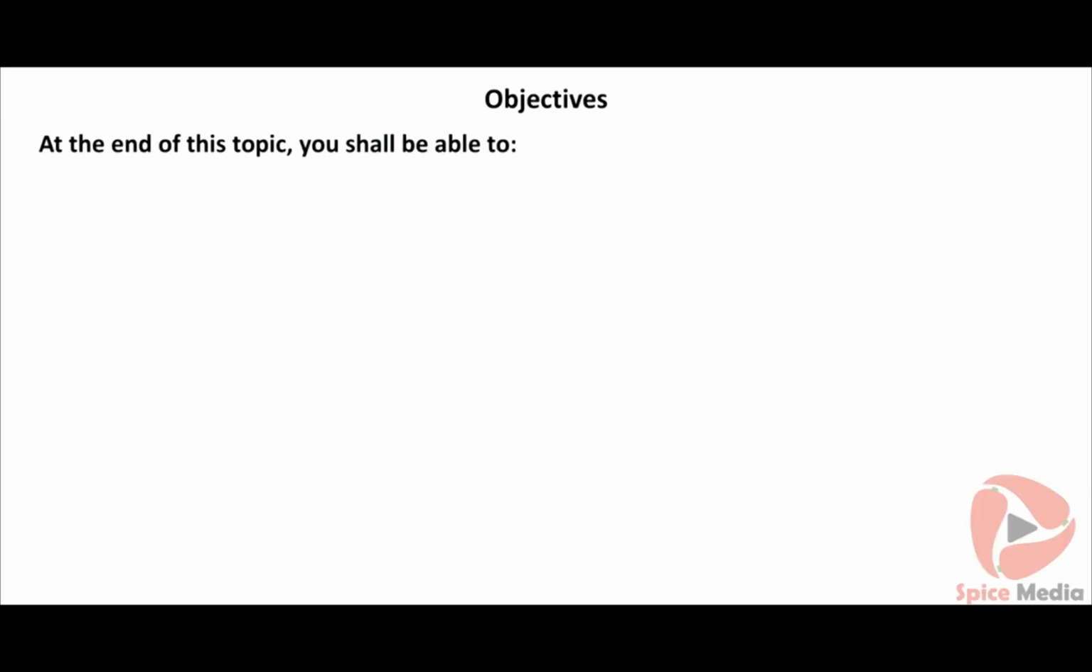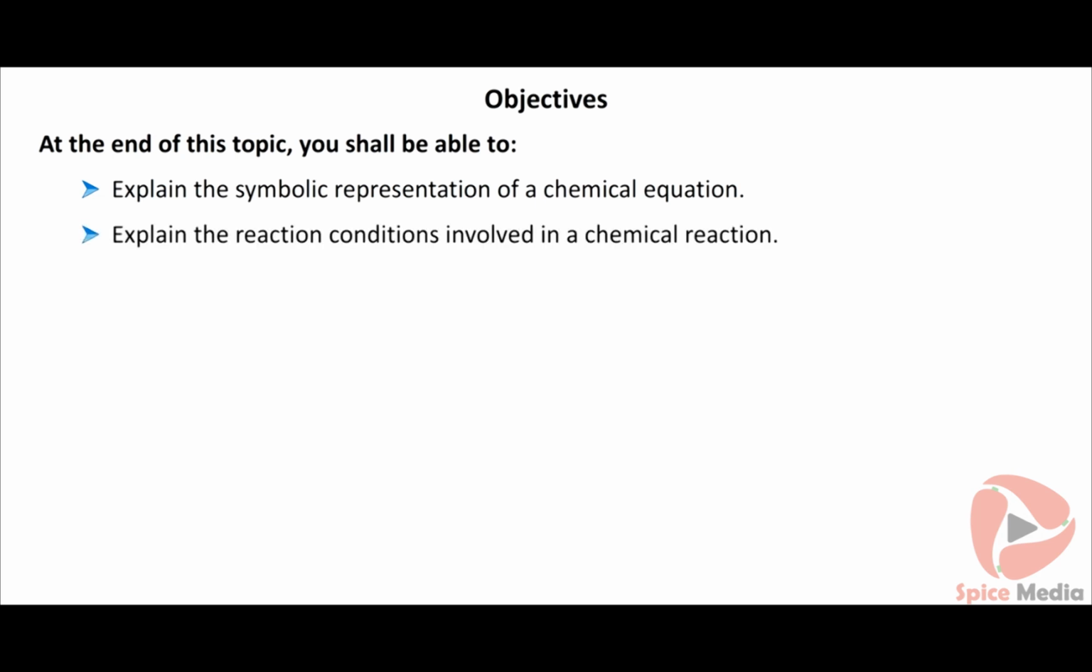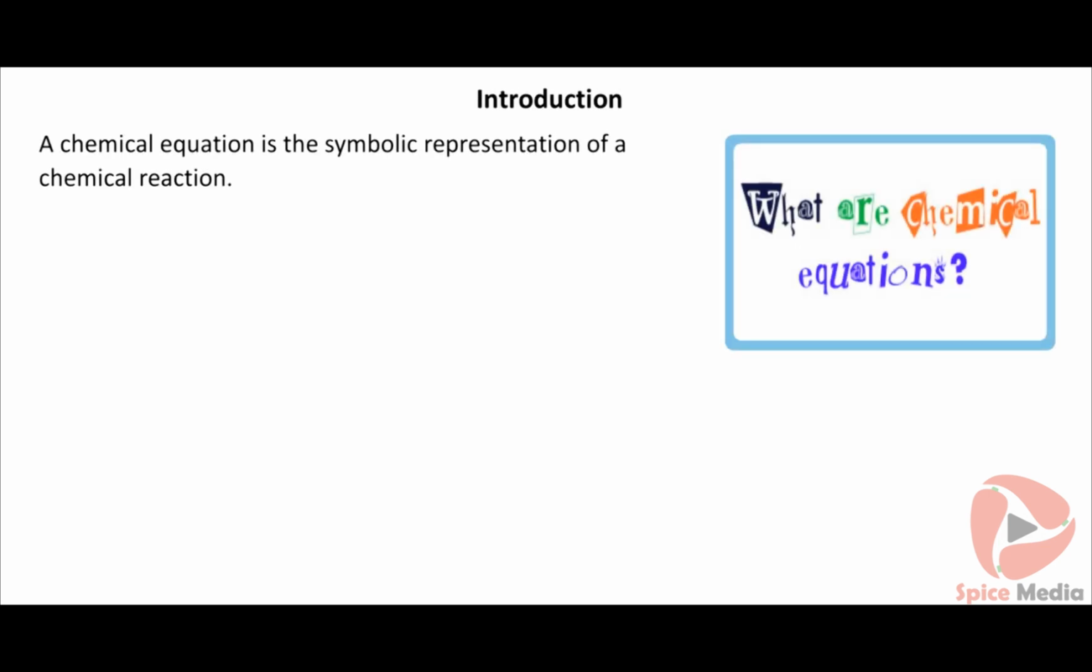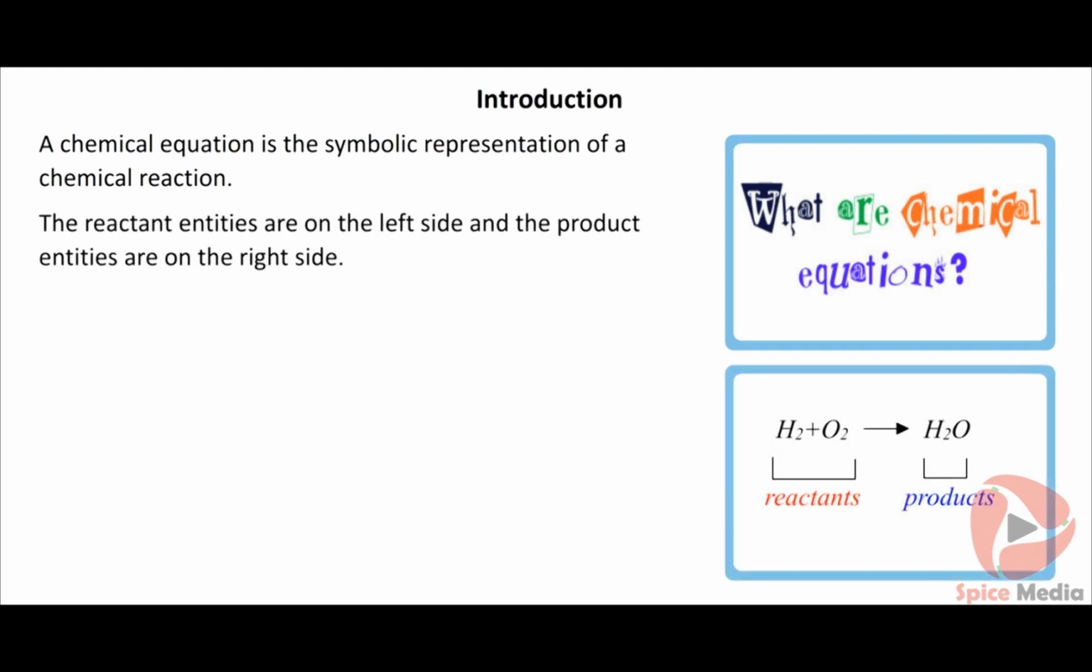At the end of this topic, you shall be able to explain the symbolic representation of a chemical equation, explain the reaction conditions involved in a chemical reaction, and explain the states of matter of substances. What is a chemical equation? A chemical equation is the symbolic representation of a chemical reaction. The reactant entities are on the left side and the product entities are on the right side.